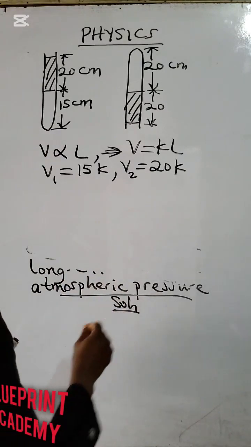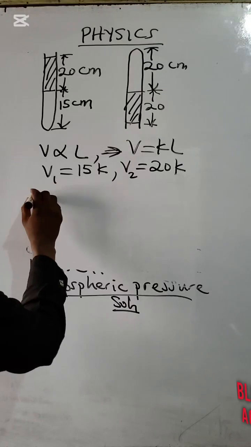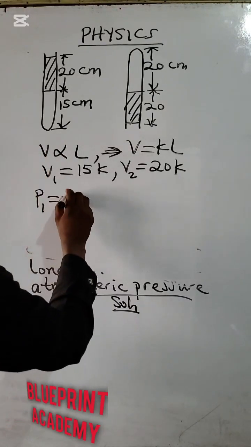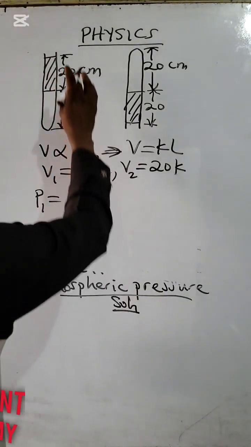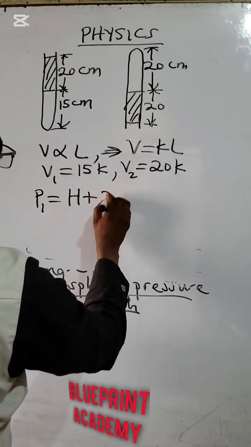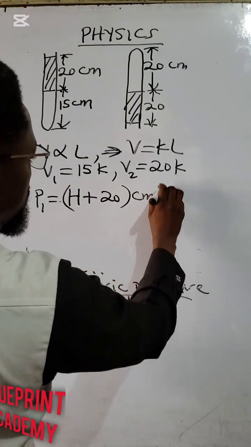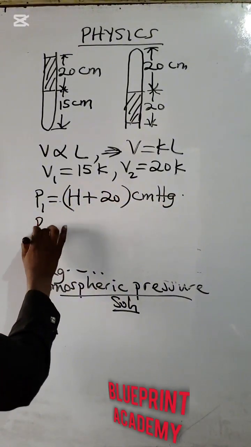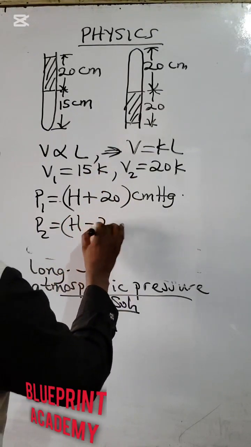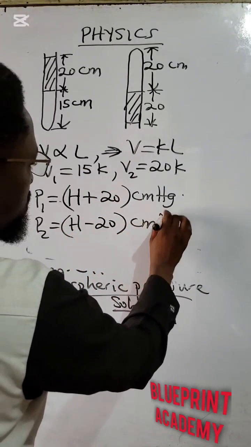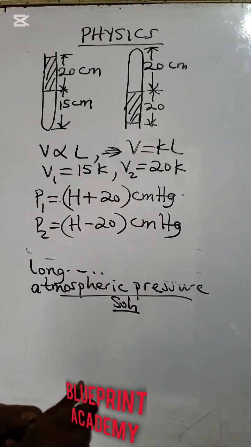So now we have to calculate the atmospheric pressure. Since this tube is held vertically upwards, P1 will be the height, that's the atmospheric pressure H, plus the length of the mercury thread, that's 20. So I have this as H plus 20 centimeters of mercury. That's P1. Then P2, when it's facing down now, I'll have H minus 20 centimeters. That's H. Now, if it was held horizontally, then P will just be equal to H.